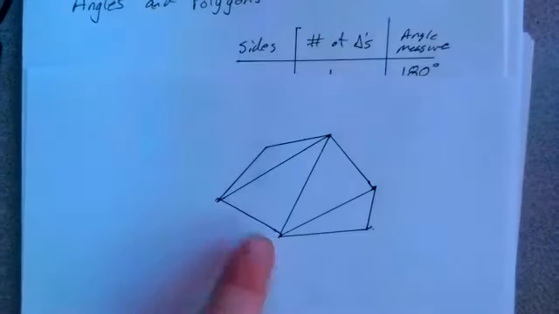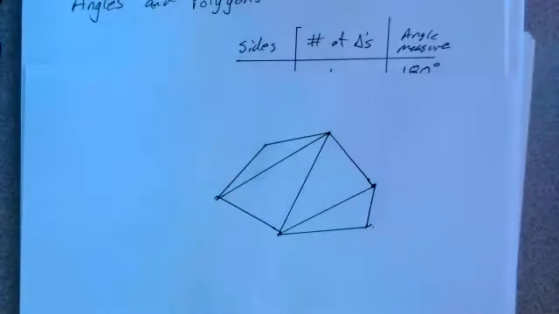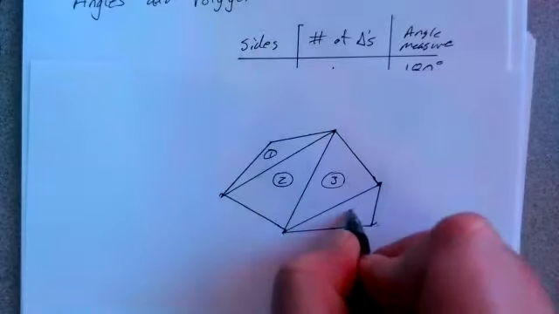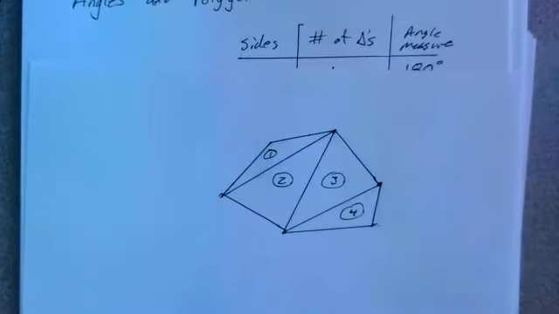So 1, 2, 3, 4, 5, 6 sides on the outside. How many triangles do we create? There's one, there's another triangle, there's another one, there's another. So we got 4 total triangles.